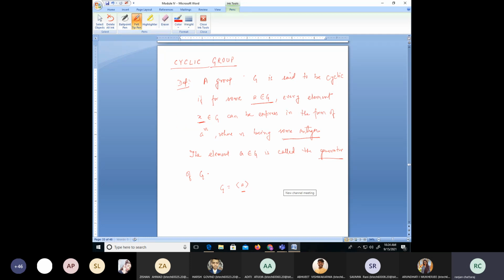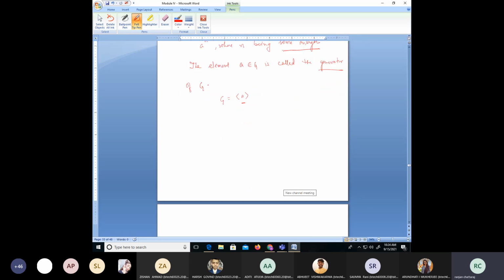Now, an example. Take the same one. Suppose G with simple multiplication is equal to {1, minus 1, i, minus i}. Now, can you identify the generator of this? Can you identify any one of the elements that generates the group?